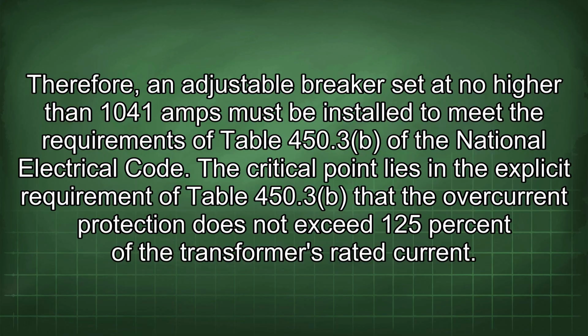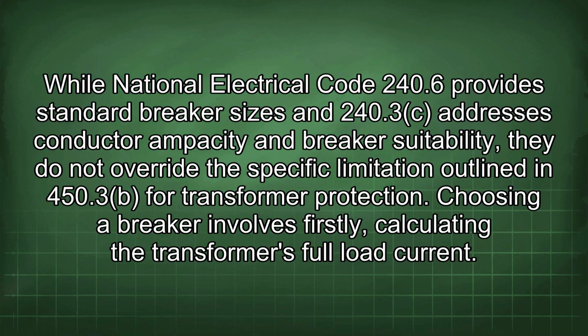Therefore, an adjustable breaker set at no higher than 1041 amps must be installed to meet the requirements of Table 450.3 of the National Electrical Code. The critical point lies in the explicit requirement of Table 450.3 that the overcurrent protection does not exceed 125% of the transformer's rated current. While National Electrical Code 240.6 provides standard breaker sizes and 240.3 C addresses conductor ampacity and breaker suitability, they do not override the specific limitation outlined in 450.3.